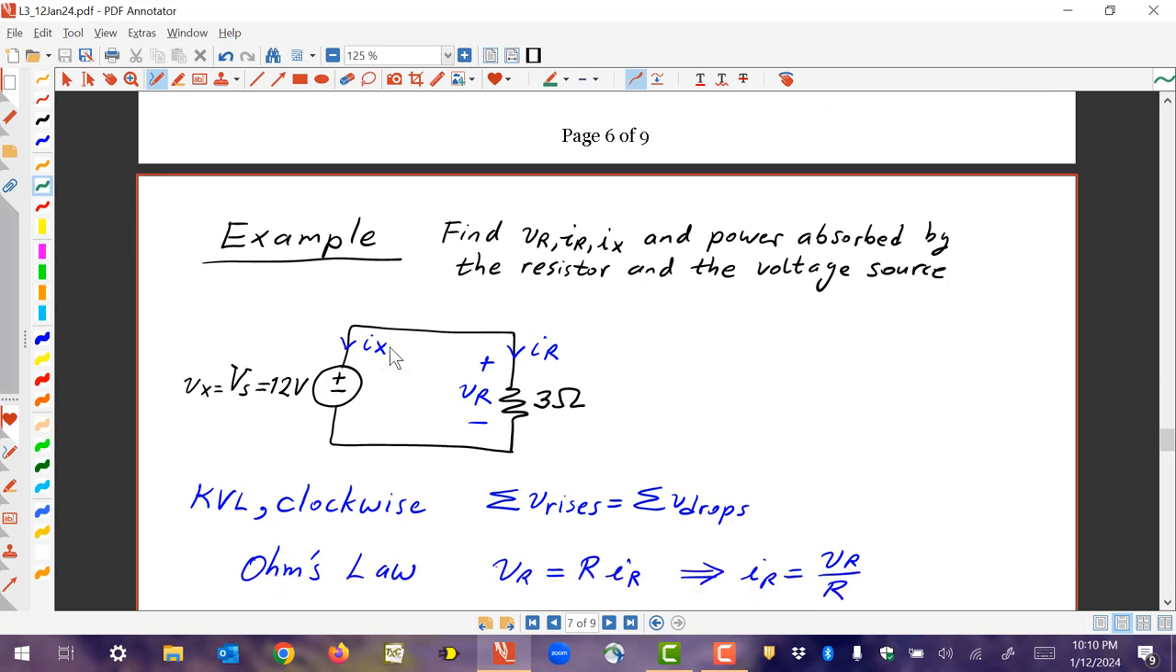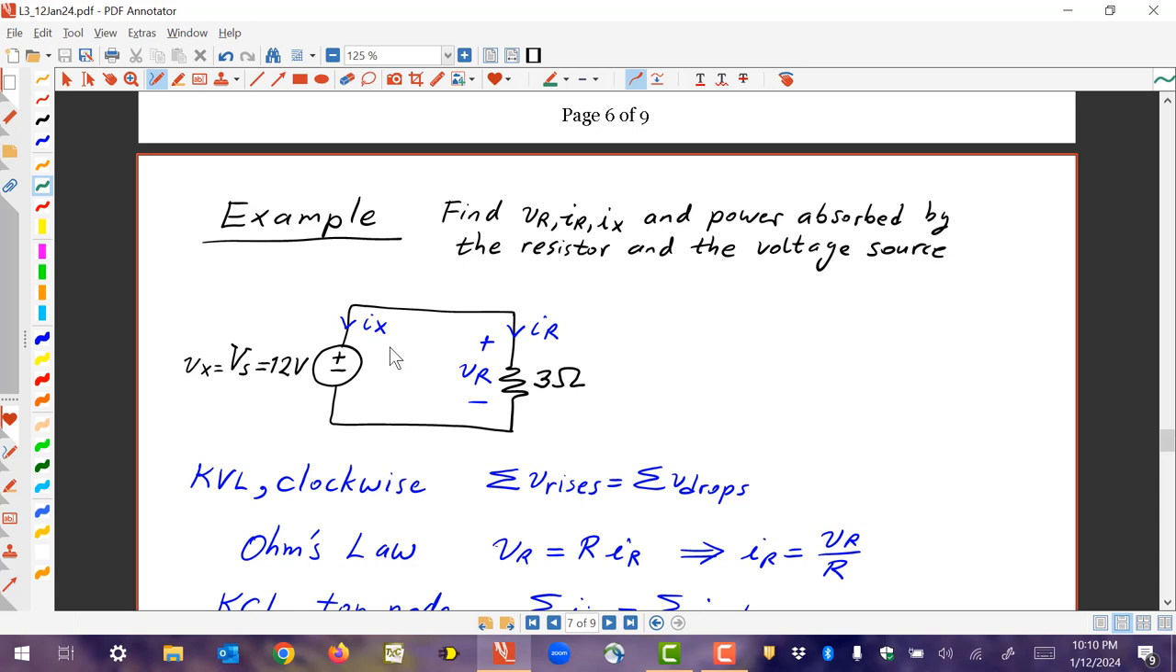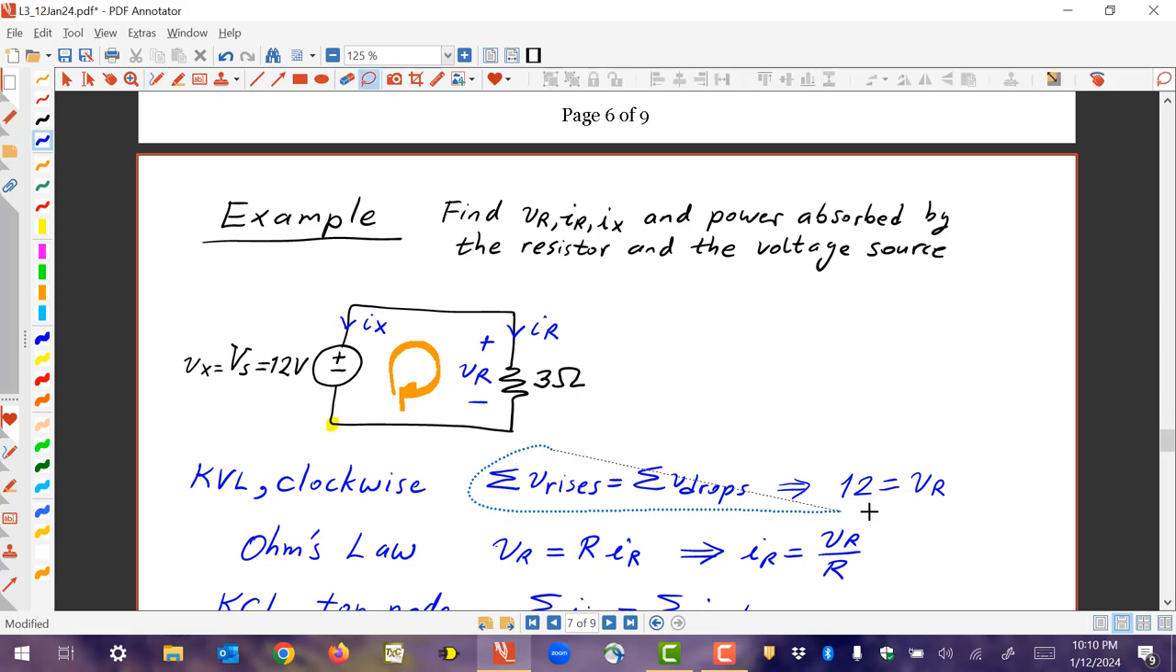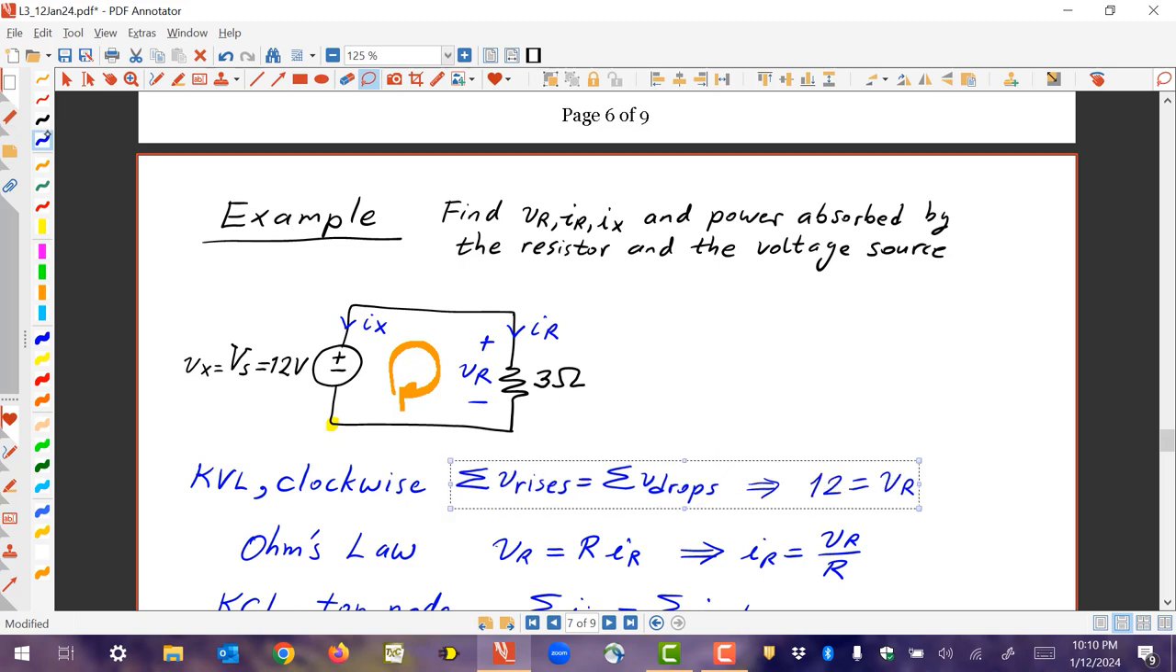Again, you can do this many different ways, but I started it off by saying, let's do KVL clockwise. Okay, so let's go this way. So when you do KVL clockwise, you have rises and drops. By now, because of the examples that we did, you know that if I start over here and go clockwise, I'm going to go up by 12 and I'm going to go down by VR. So the consequence of writing this is saying 12 is a rise and VR is a drop. So it's pretty obvious, right, that VR is going to be 12 volts. So from here, VR equals 12 volts. So we know that already.